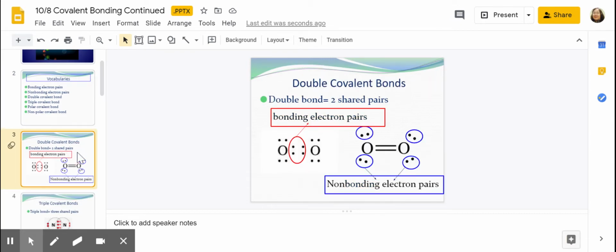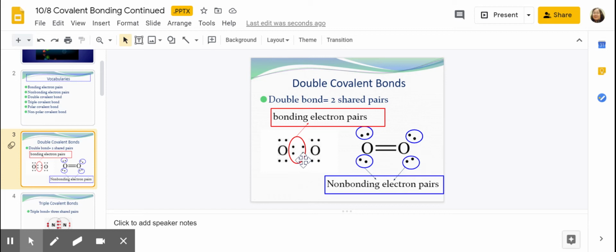Okay, first of all, let's look at the double covalent bonds. Between two atoms, they can share two pairs of electrons. We call it a double bond. For example, when two oxygens combine together, one oxygen has 6 valence electrons. Each one of them needs 2. So this oxygen will contribute 2 electrons, and this oxygen contributes 2. So these two pairs, we call them double bonds because they're sharing two pairs.